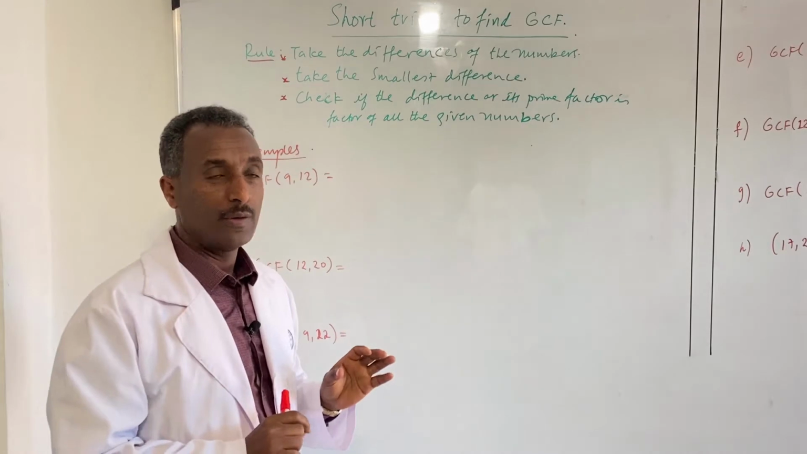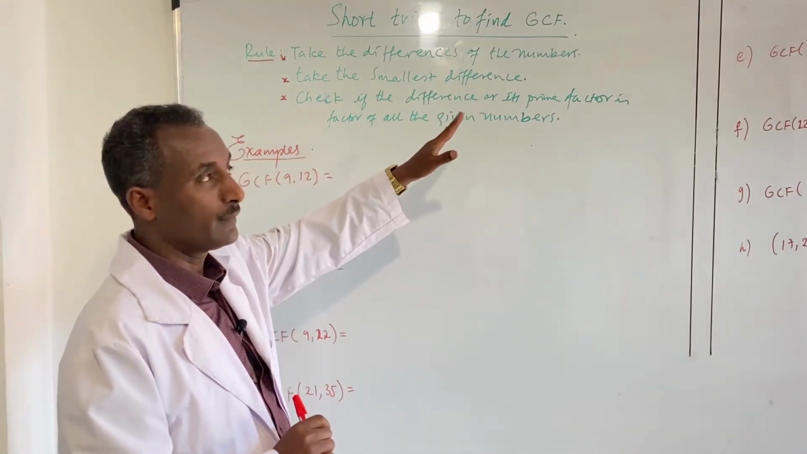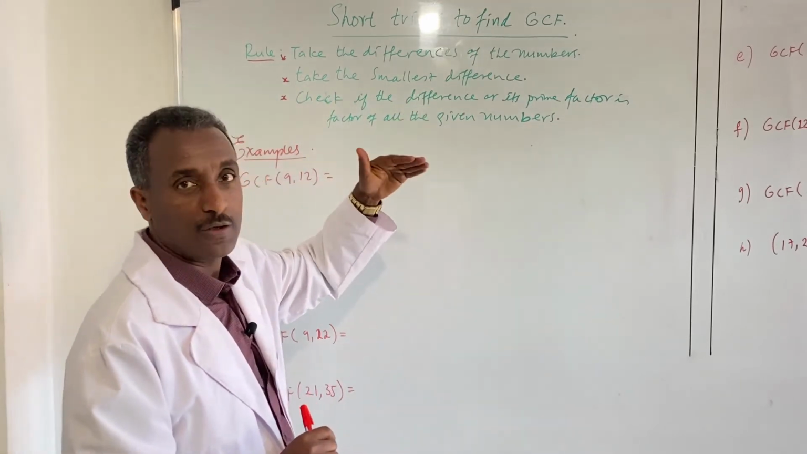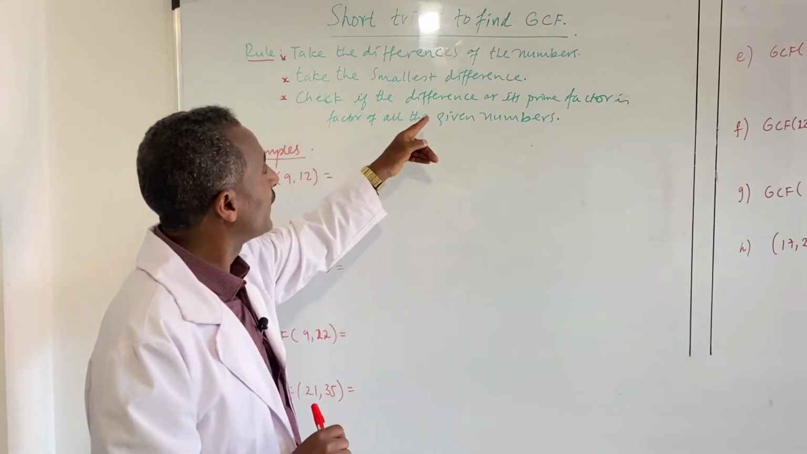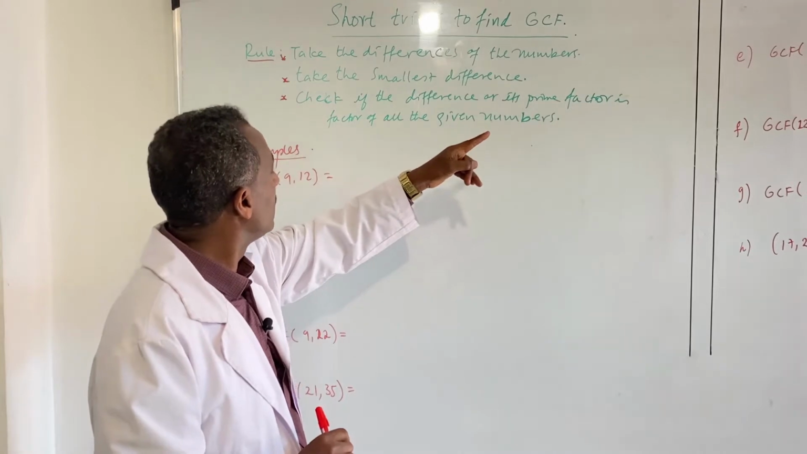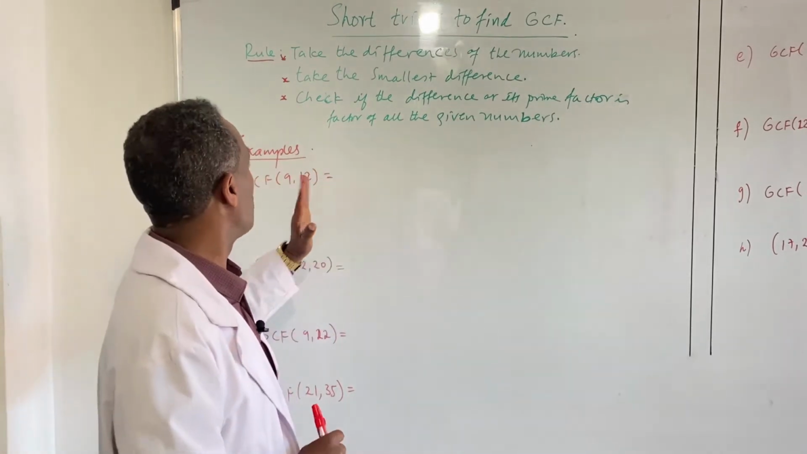We have a rule that says take the difference of the numbers, then take the smallest difference if there are more than two differences, then check if the difference or its prime factors is a factor of all the given numbers. I will show you by examples.